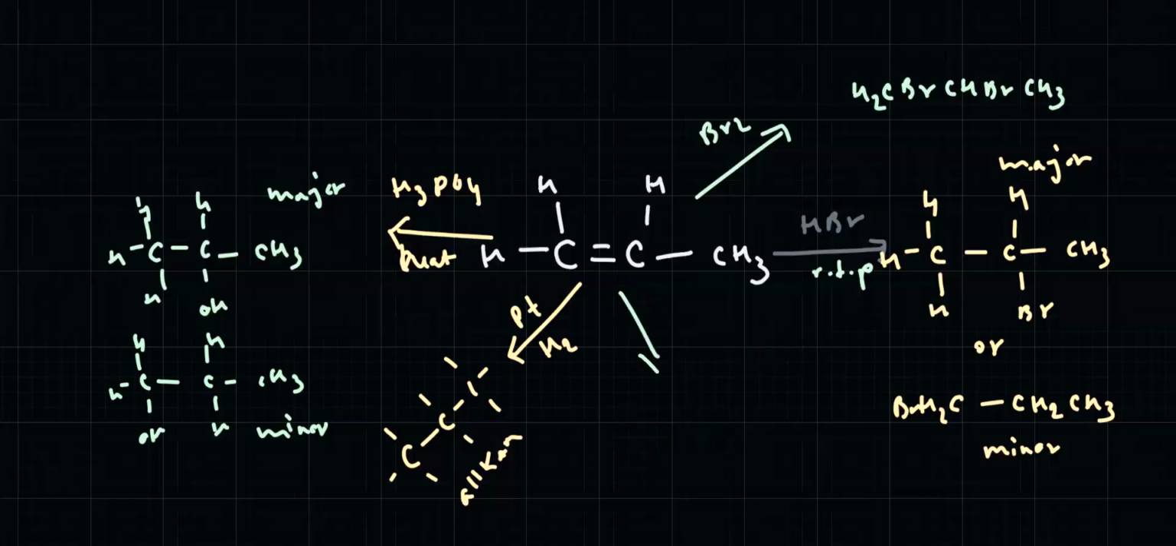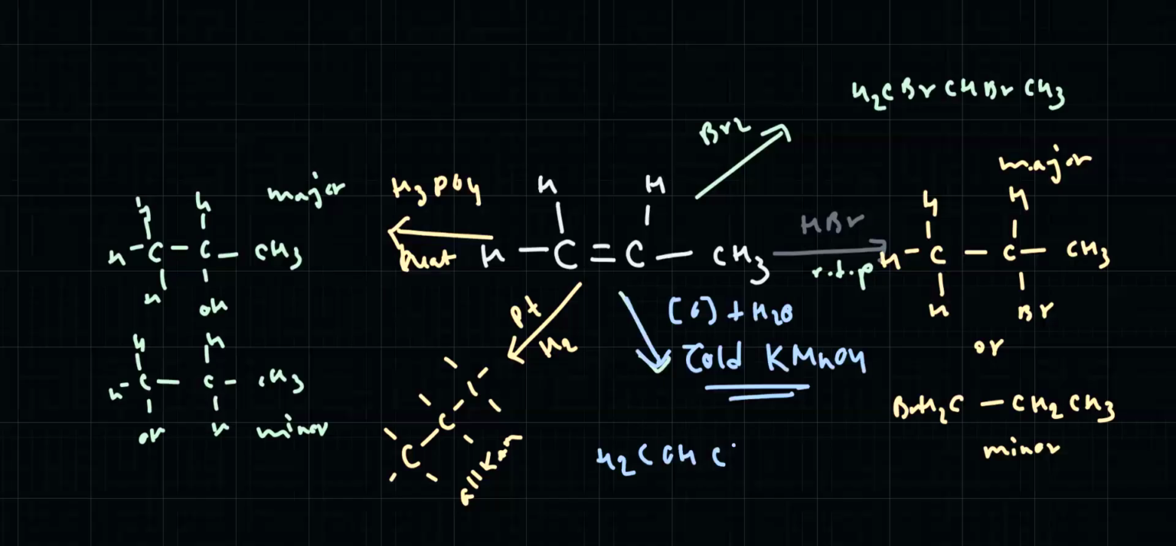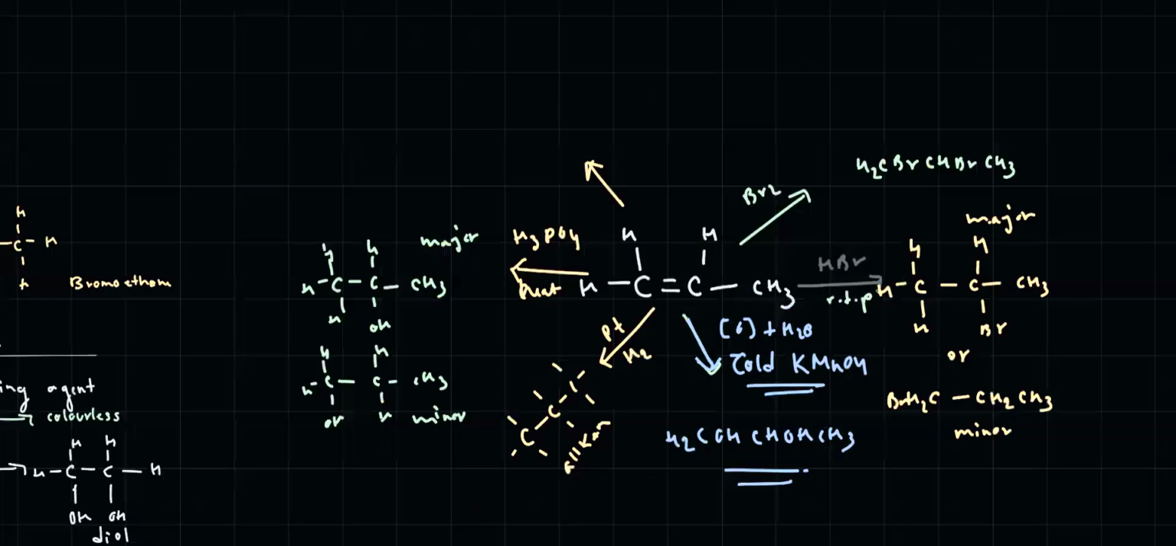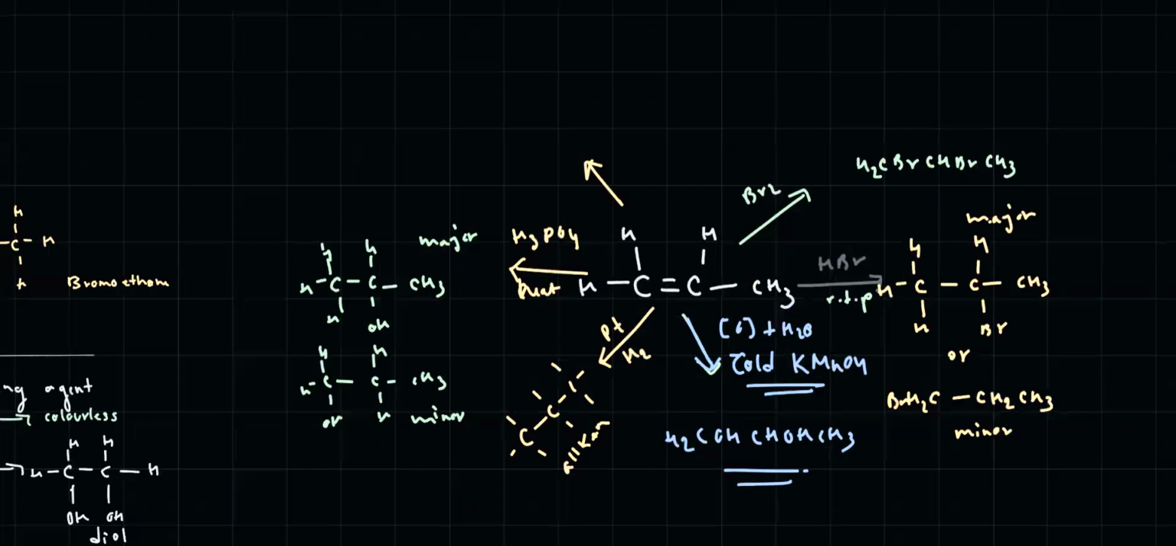One was cold KMnO4. If you decide to put in cold KMnO4, you have to put a little bit of water with it so that you can get a diol. So it's going to be CH2OH, CHOH, CH3. Okay. Now, if you decide to add hot KMnO4, at that point, I'll have to break this bond down.